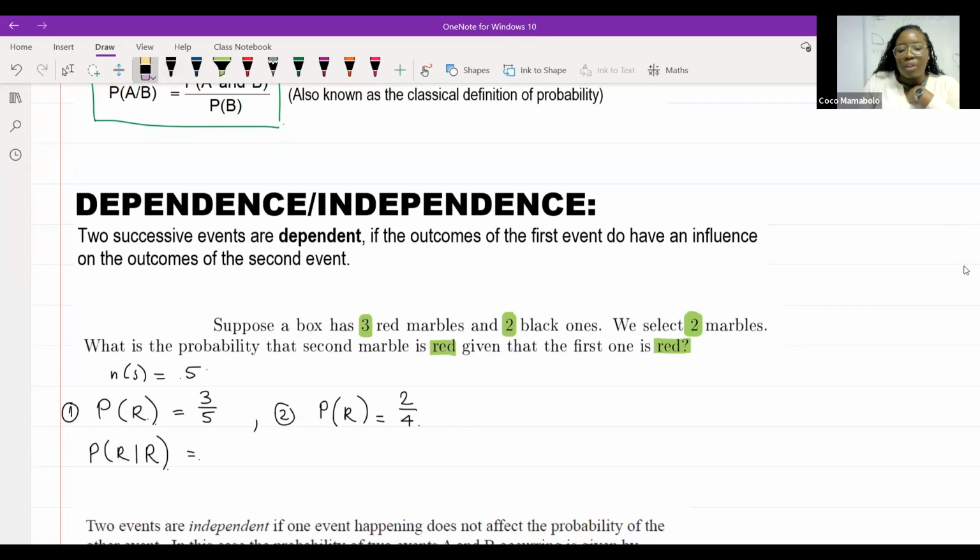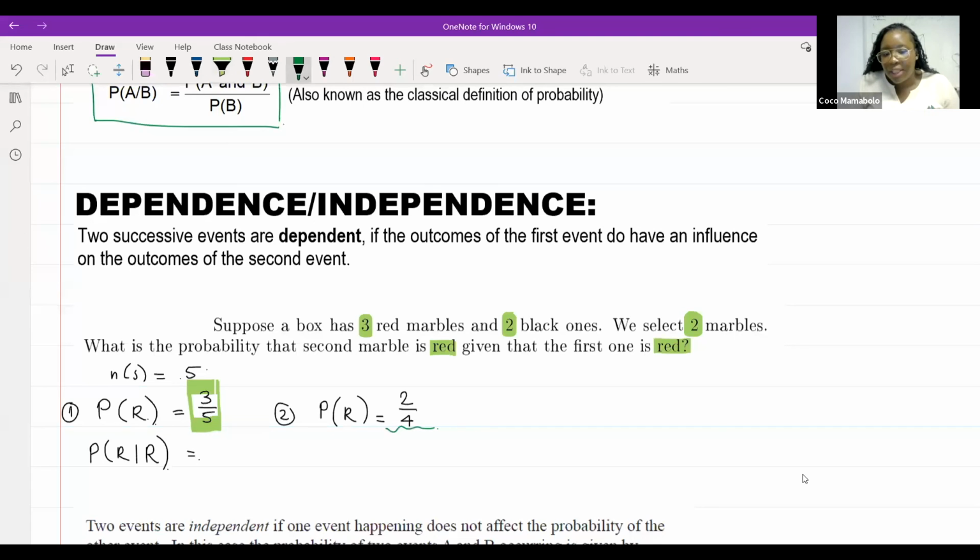So Anna, event 1 is that we pulled out a red marble. There are 3 red marbles, 2 black ones. And then we select 2 marbles. What is the probability that the second marble is red, given that the first one is red? Now, the probability of the first marble being red is 3/5. Are you with me? It's 3/5 because we have 5 marbles altogether and there are 3 red marbles in there. Good. Now, what is the probability of me getting red again?